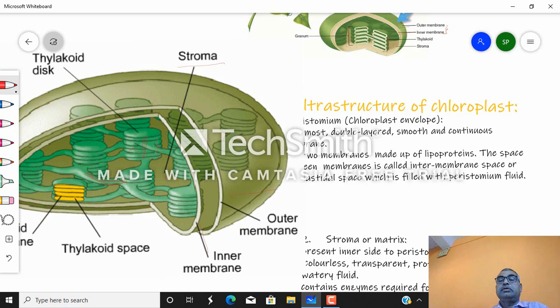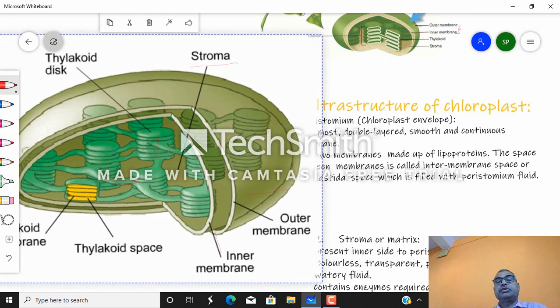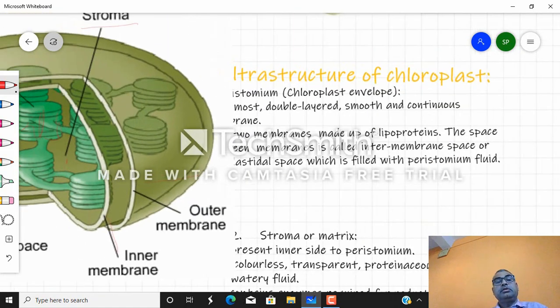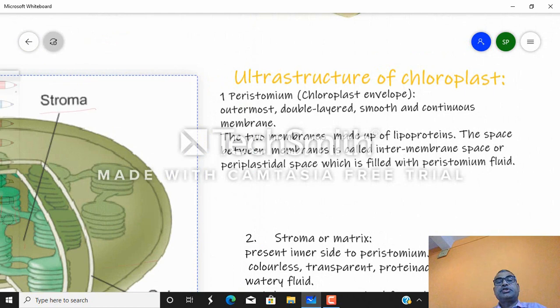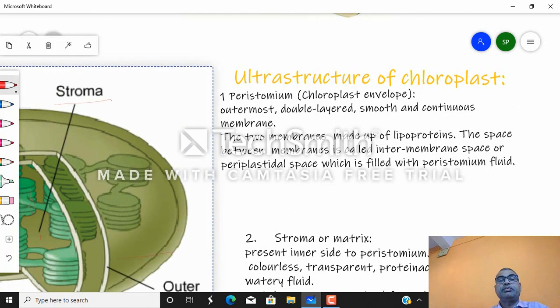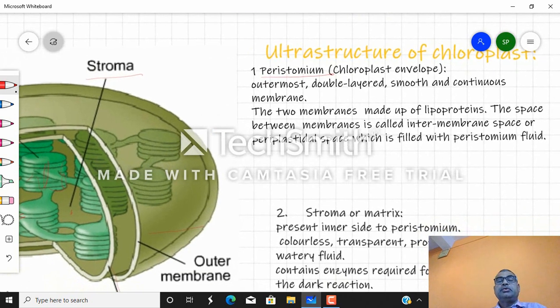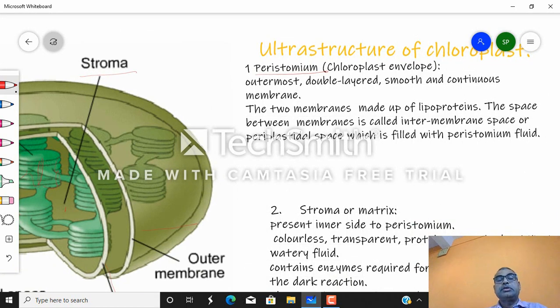Just see the ultrastructure of chloroplast. When you consider the ultrastructure, the first one is the peristomium. What is peristomium? Peristomium is nothing but the membrane of a chloroplast. As you know, chloroplast is a double membraned cell organelle present in the eukaryotic type of cell. So it is the outermost double layered, outer layer and inner layer, smooth and continuous membrane.